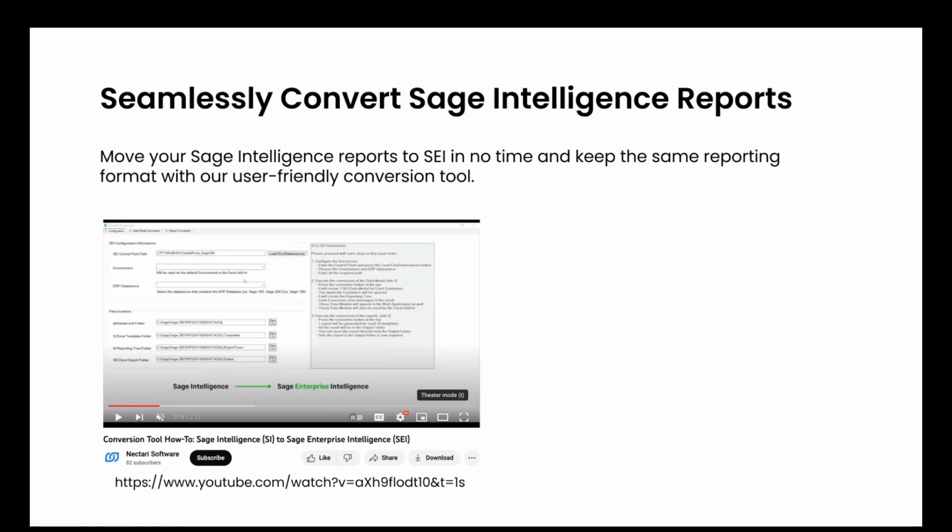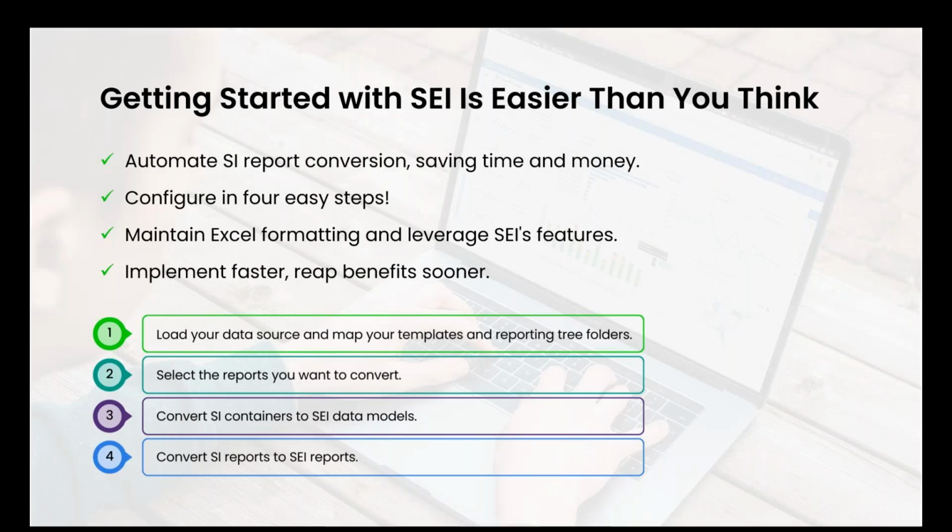So I've included here a link to a video where you can go ahead and take a look at the process of converting your Sage Intelligence reports, and you're going to see it consists of a few easy steps, and it helps avoid having to recreate these reports from scratch. So you have all of the same reports in the same format in Excel that you were accessing before with Sage Intelligence. But now you also have access to the advanced capabilities that SEI is able to offer.